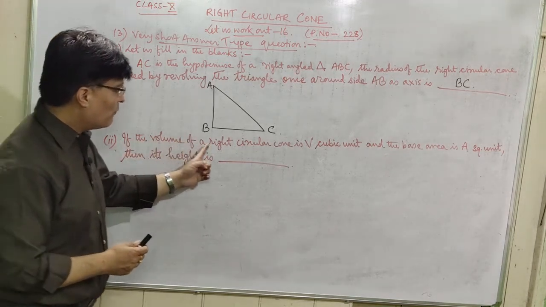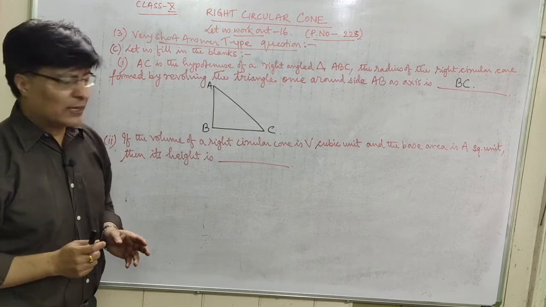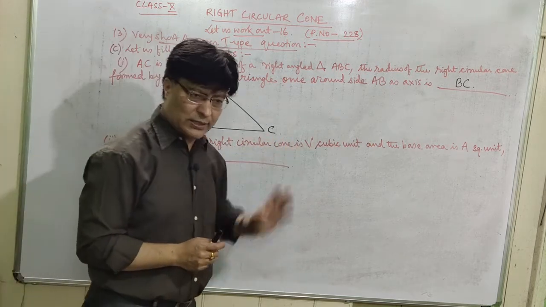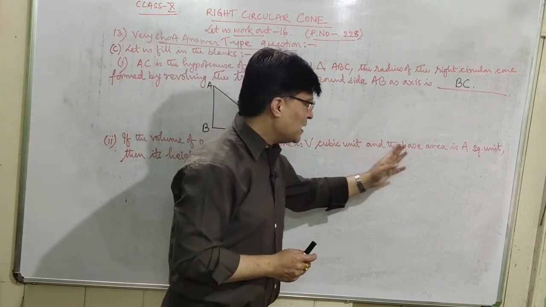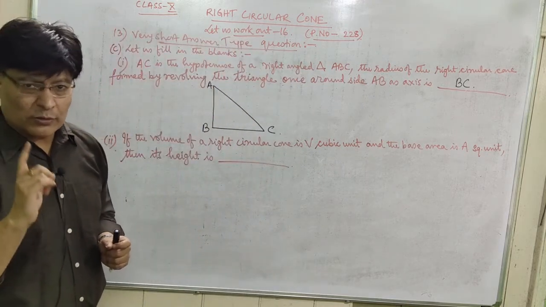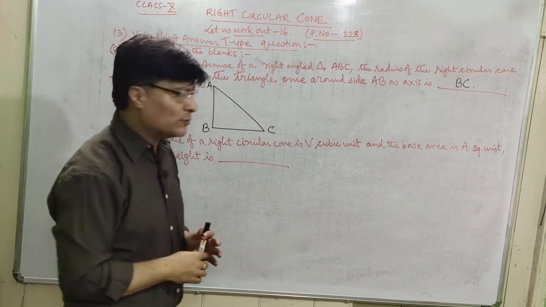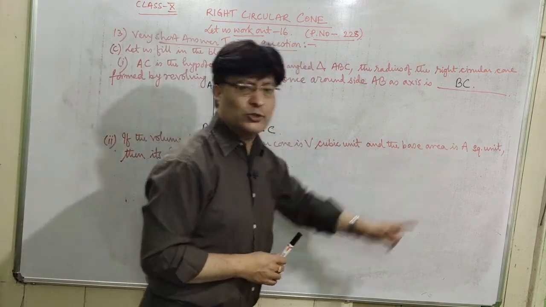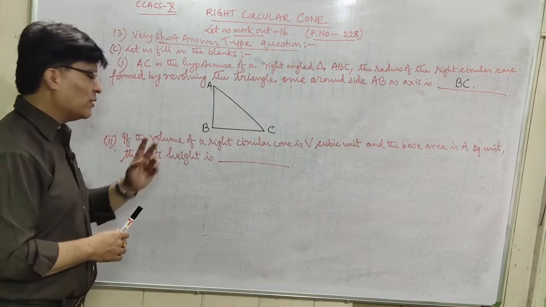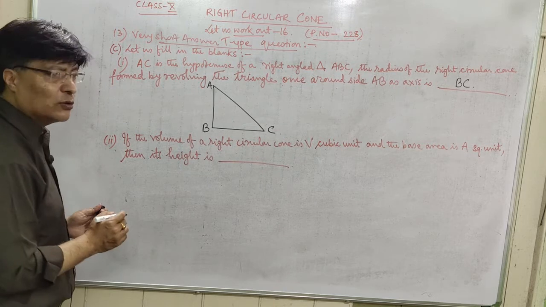If the volume of a right circular cone is V cubic unit. What is the volume of the right circular cone? It is V cubic unit. It is given that. And what is the base area? It is A square unit. Base area means in case of cone, the base will be the circle. And what is the area of this circular base? It is A square unit. So you have to find out its height. So what will be the height of the right circular cone?